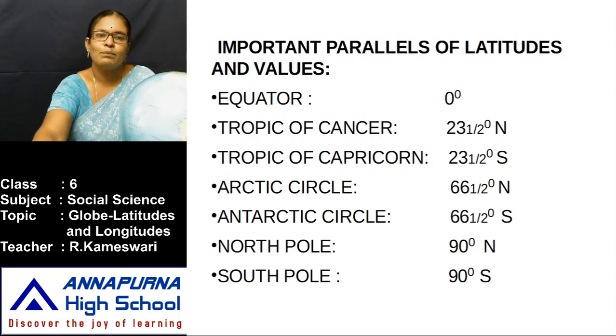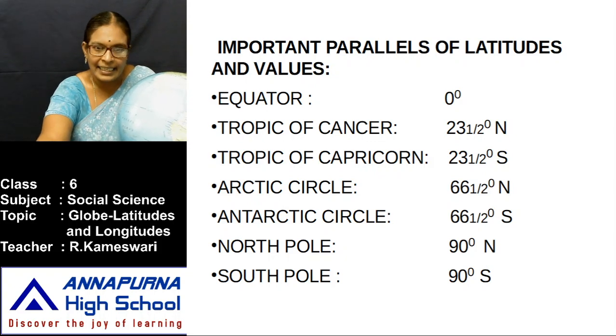Children, you have observed here clearly N and S. I wrote N or S after the values. What is the meaning of these letters? N means north, S means south. Okay. These are all the important latitudes and their values.